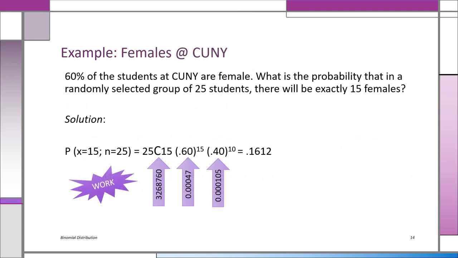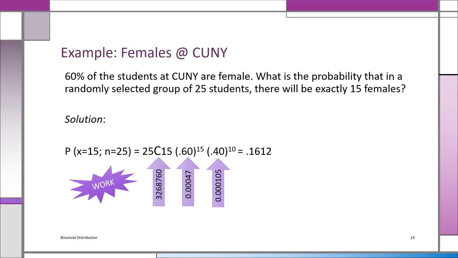Okay, one more problem. Suppose you know that 60% of the students at CUNY are female. CUNY is the City University of New York, if you're not from Brooklyn or Manhattan or Queens. Okay, so what is the probability that in a randomly selected group of 25 students, there'll be exactly 15 females?